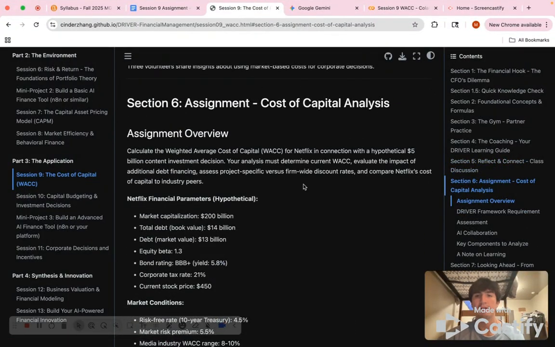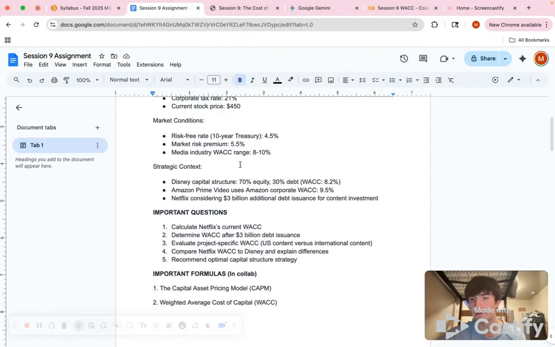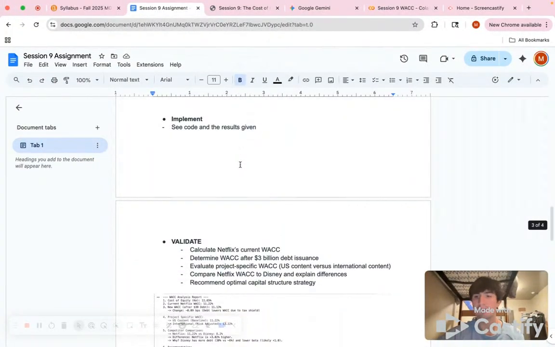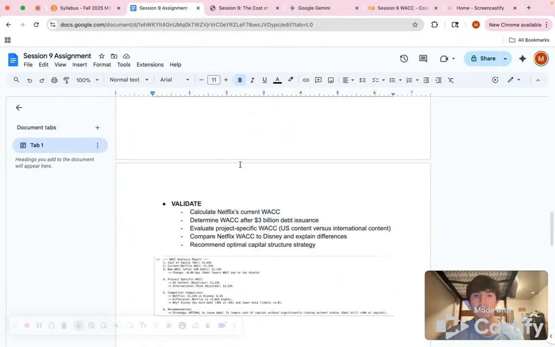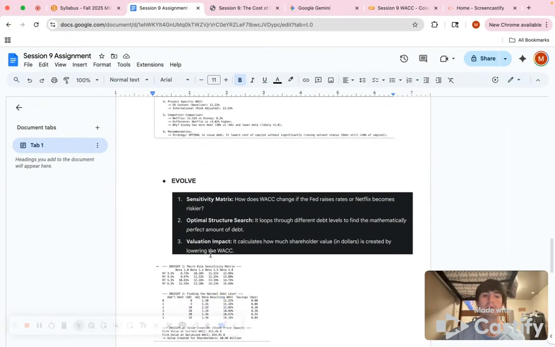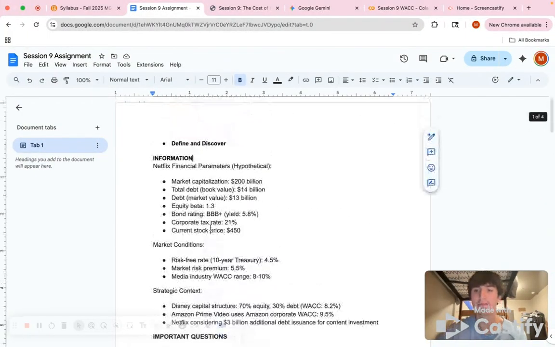We're going to be talking about a hypothetical investment decision for Netflix, and we're going to start with the define and discover of the DRIVER framework. Start with define and discover, go down to represent. We're going to implement that using some simple Python code, then validate it, and then we're going to evolve this, take it one step further, and then finally just reflect on some stuff. So let's start out with our define and discover.